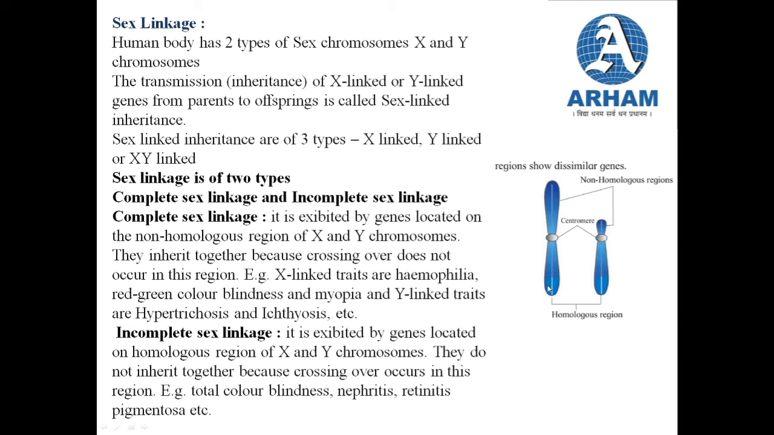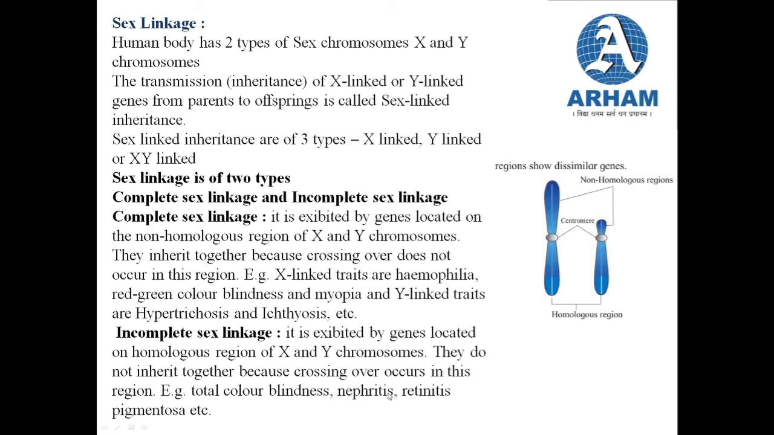So the linked genes in this region do not inherit together, because there is a crossing over that takes place in this region. The example for incomplete sex linkage is total color blindness. If there is crossing over between the homologous regions, certain disorders are observed. The first disorder is total color blindness. The second one is nephritis.